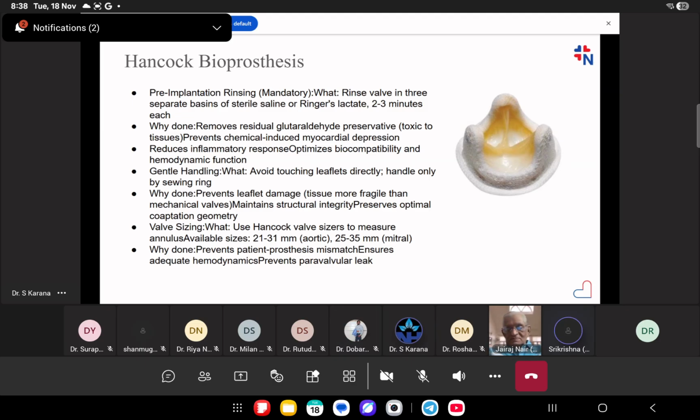In this slide, I'm talking about pre-implantation rinsing, which is mandatory. The valve is rinsed in 3 separate basins of sterile saline or Ringer's lactate for 2 to 3 minutes each. It removes the residual glutaraldehyde preservative. It is toxic to the tissues. It prevents chemical-induced myocardial depression. It reduces inflammatory responses. And we should avoid touching the leaflets directly when we are handling the valve, and only the sewing ring should be handled.